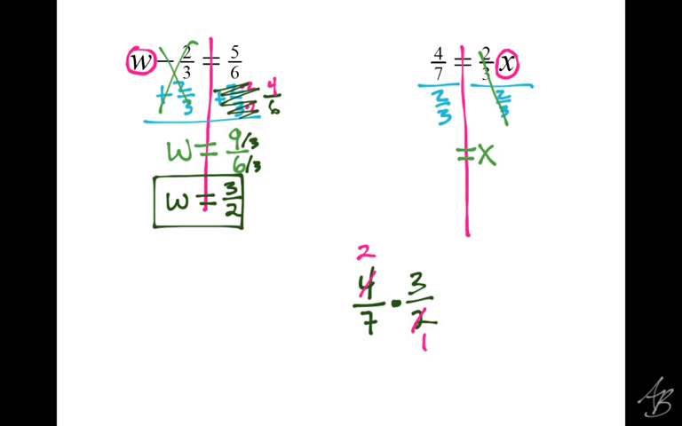And for the 2? 1. Can I reduce anything else? No. So I've reduced everything completely as much as I can. Now we just multiply across. 2 times 3 is 6, and 7 times 1 is 7. Can I reduce 6 over 7? No.